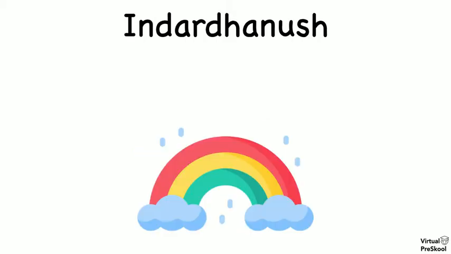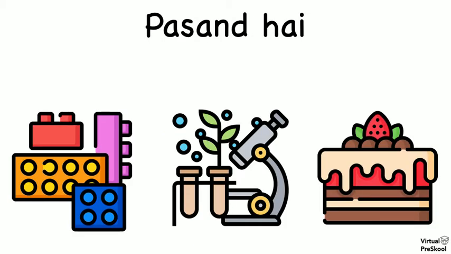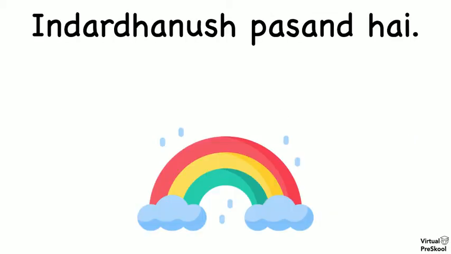All right, rainbow. Rainbow in Hindi is Indar Dhanush. Indar Dhanush. And what was that phrase for to like? Pasand hai. So how would we put it together to say like rainbow? Indar Dhanush pasand hai.